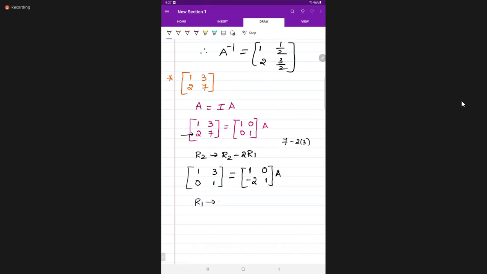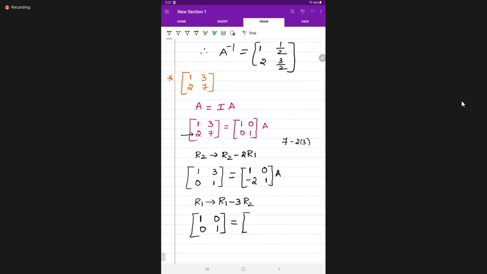R1 minus 3R1. Very good. Completed? R1 minus 3R2. Next, 3R2. This is one, so you will get 1, 0, 0. Very good. Yes, this one is 0, 1. Very good.